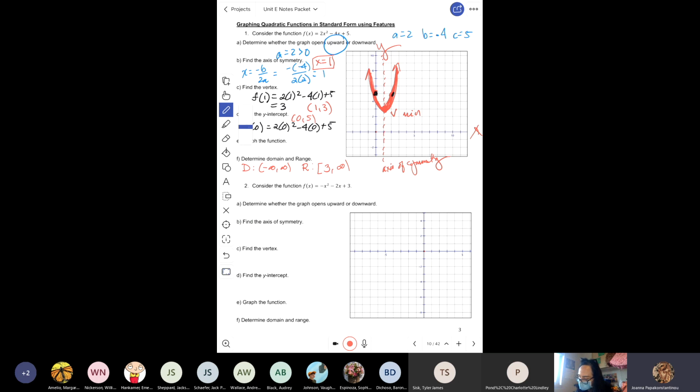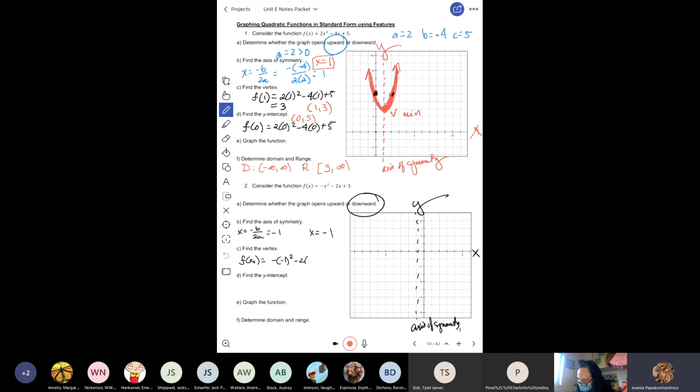We have a function. Does it open up or does it open down? It opens down because a is negative. So I want to find the axis of symmetry. So negative b over 2a is what? Negative 1. So the axis of symmetry is x equals negative 1. And I label it. The vertex, well, I know the x value of the vertex, so now I have to evaluate the y value of the vertex.